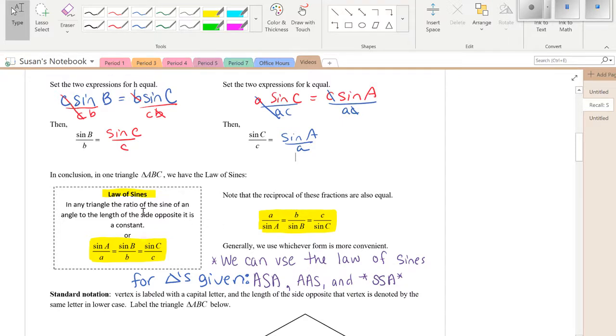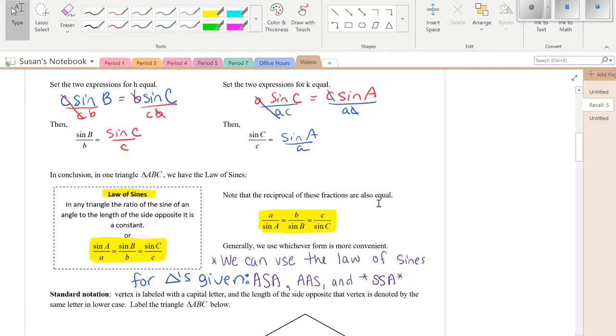In any triangle, the ratio of the sine of an angle to the length of the side opposite is a constant, or the sine of A over a equals the sine of B over b, which equals the sine of C over c. Note that the reciprocals of these fractions are also equal, which we have right here. Generally, we use whichever form is more convenient.